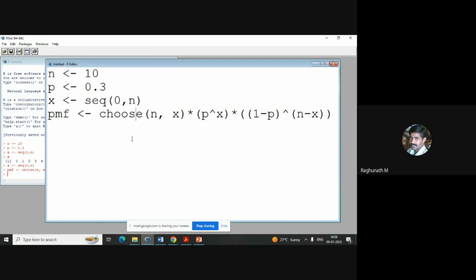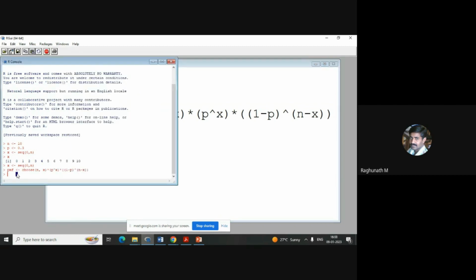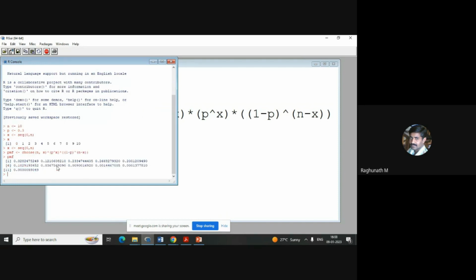Now look at this. It has computed all the probability masses. So let me print the mass. If you observe, when x takes the value 0, this is the PMF value, the probability. Then this is also again. So it has taken care of all the 11 values, including 0 here.